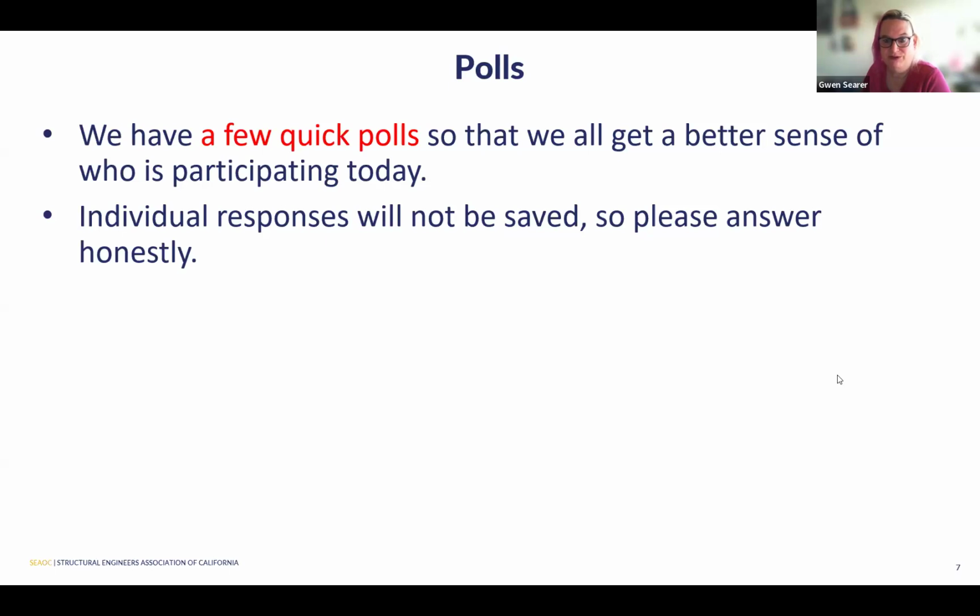Let's do our second poll. And here we go. So what are your concerns with respect to wind? Are you worried about the overall structure? Are you worried about components and cladding? Are you worried about both? No one wants other.